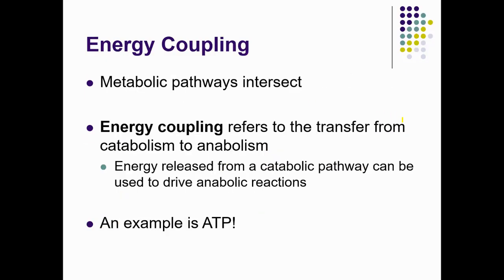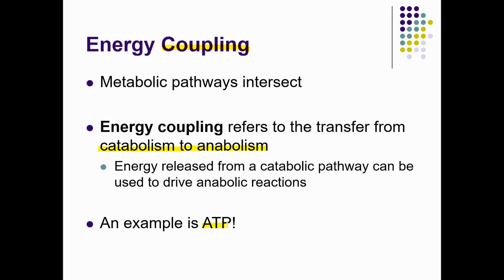All right. So a lot of times what will happen is in order to keep from being wasteful in our bodies and in our cells, we're going to have what's called energy coupling. We have a set of pathways that's going to release energy, and then we have pathways that need energy. So energy coupling is all about coupling or pairing the two. And so this is where we're going to have a transfer from catabolism to anabolism. Catabolic pathways release energy, anabolic pathways use energy. So the energy released in a catabolic pathway is going to be used to drive those anabolic pathways.